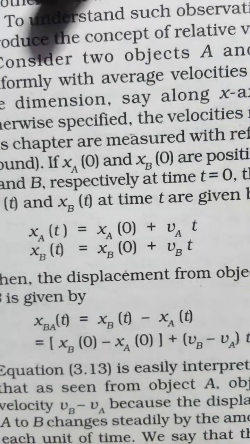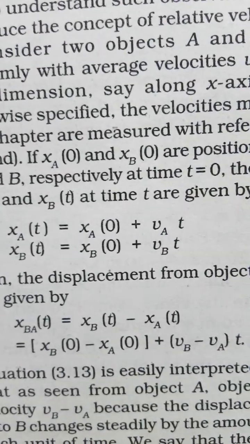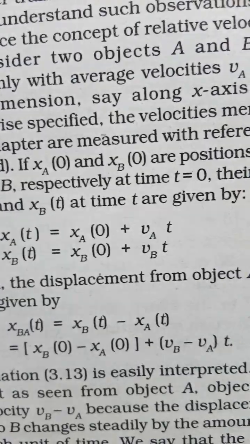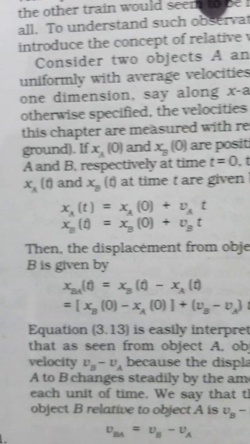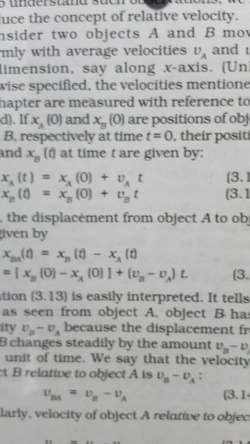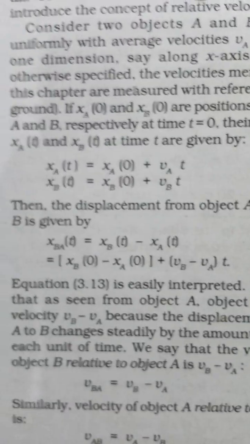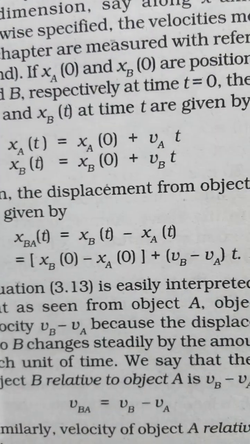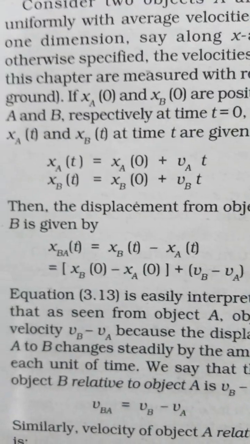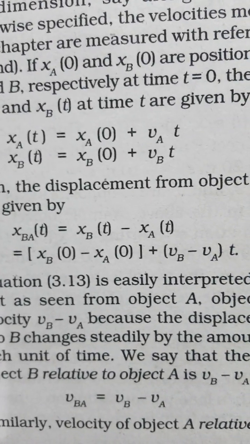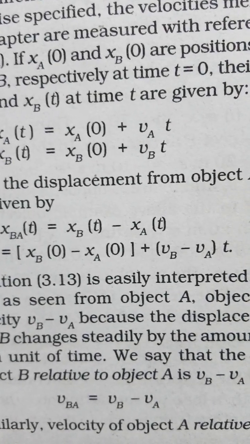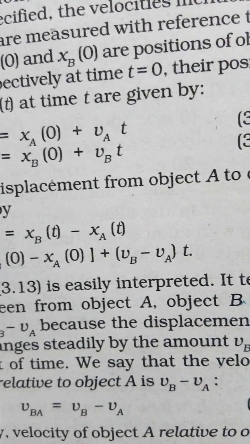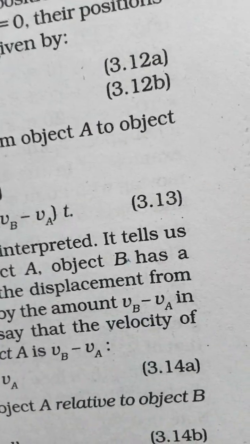3.12a, XB(t) = XB0 + VB t, 3.12b. Then the displacement from object A to object B is given by XBA(t) = XB(t) - XA(t) = (XB0 - XA0) + (VB - VA)t, 3.13.